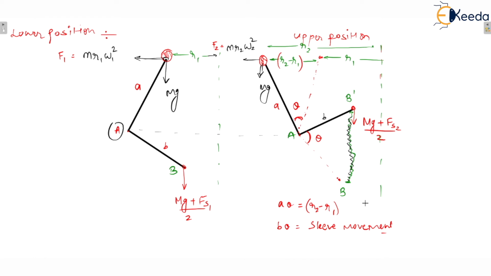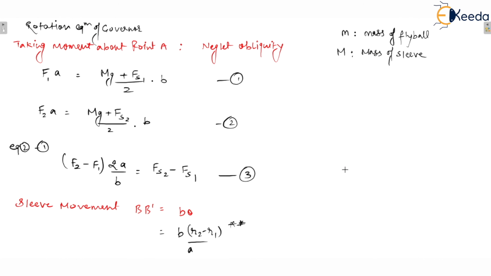What does additional mean? The spring is already in compression, we all know that. But when the sleeve moves from B to B dash, there will be an additional compression in the spring. So how can we find the additional compression in the spring? It is nothing but the sleeve movement, because how much the sleeve is moved is equal to the additional compression in the spring. So BB dash is equal to it; the thing is the same but the name is different. Both are the same.